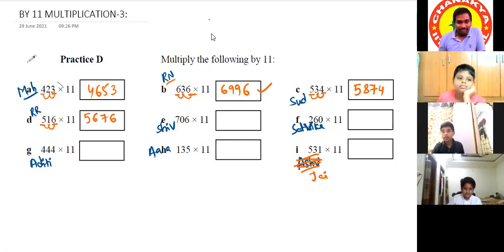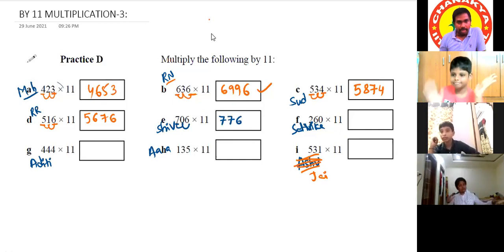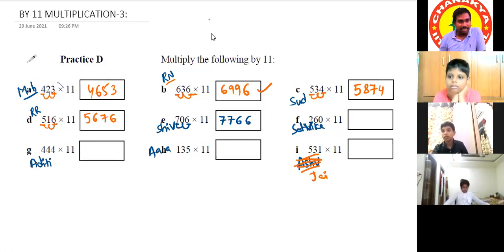Shiv Pranav. Yes, sir. We should keep the 7 as it is. Then 7 plus 0 is 7. Then 6 plus 0 plus 6, 0 plus 6 is equal to 6 only. And at the end, 6 only, as it is. That's all.